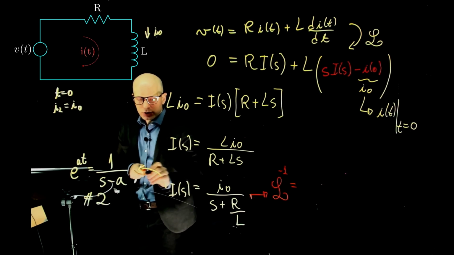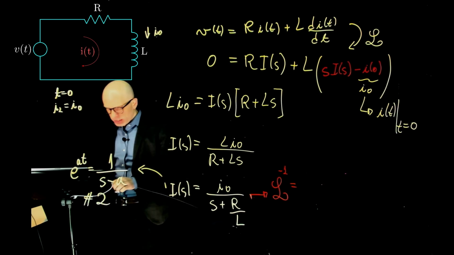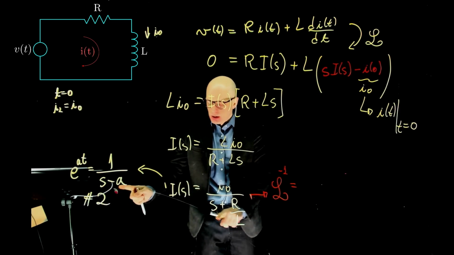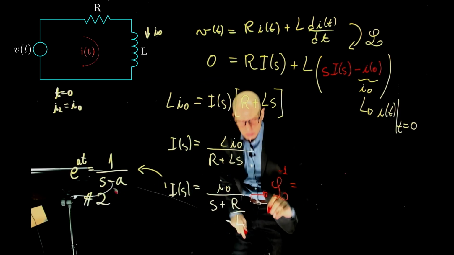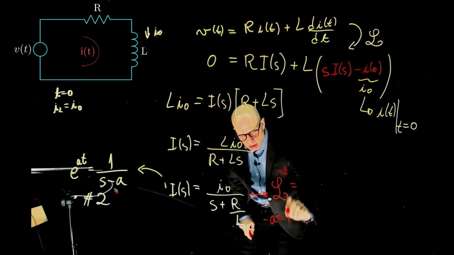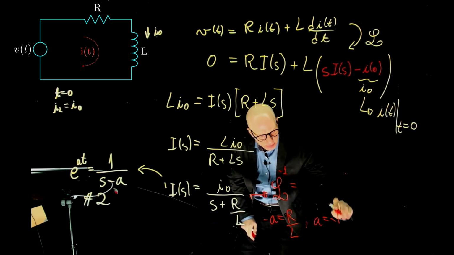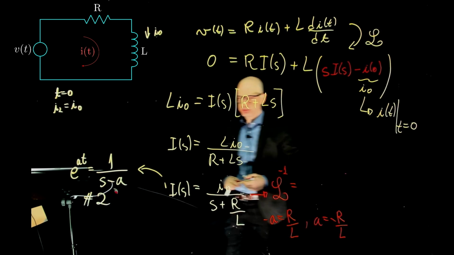All we need to do is to identify the value of A. What is A? Well, S is here. That matches. A is negative R over L. So A is negative R over L.